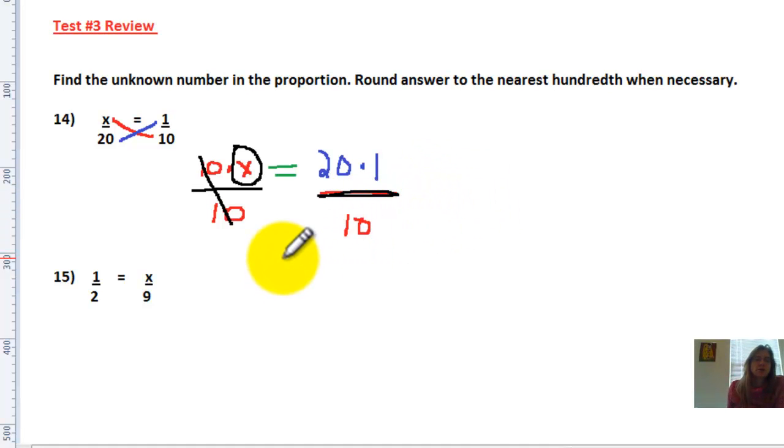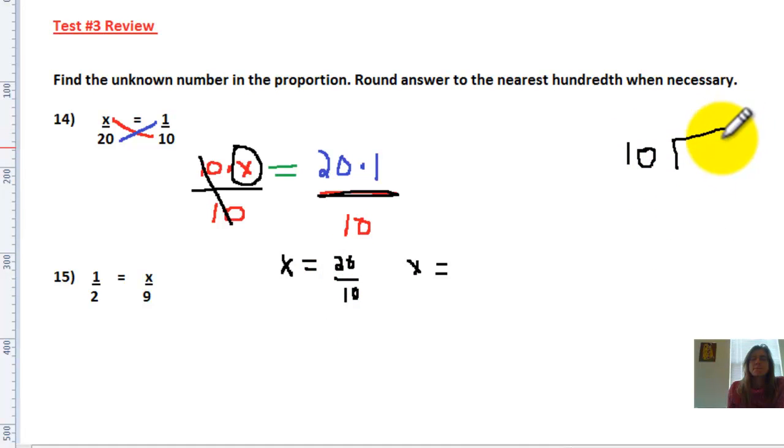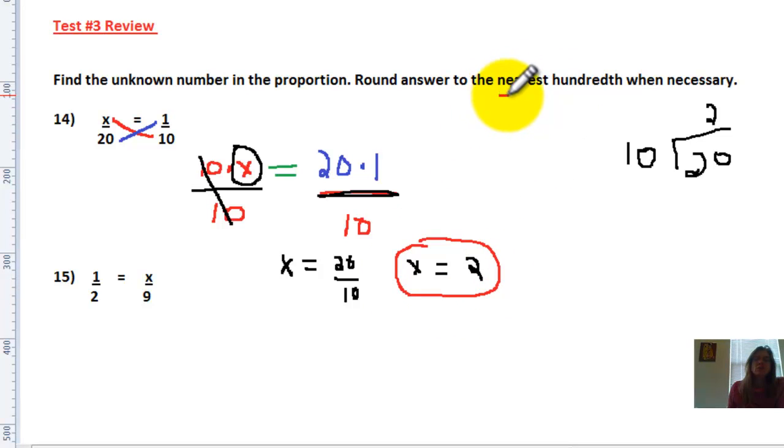So then you have x equals 20, because 20 times 1 is 20, divided by 10. And we know that then x equals, and what that is, 10 into 20, and that goes 2 times. So we have x equal to 2 for the answer on 14. We solved the proportion. Do we have to round to the nearest hundredths place on that problem? No, we don't, because it's already a whole number.